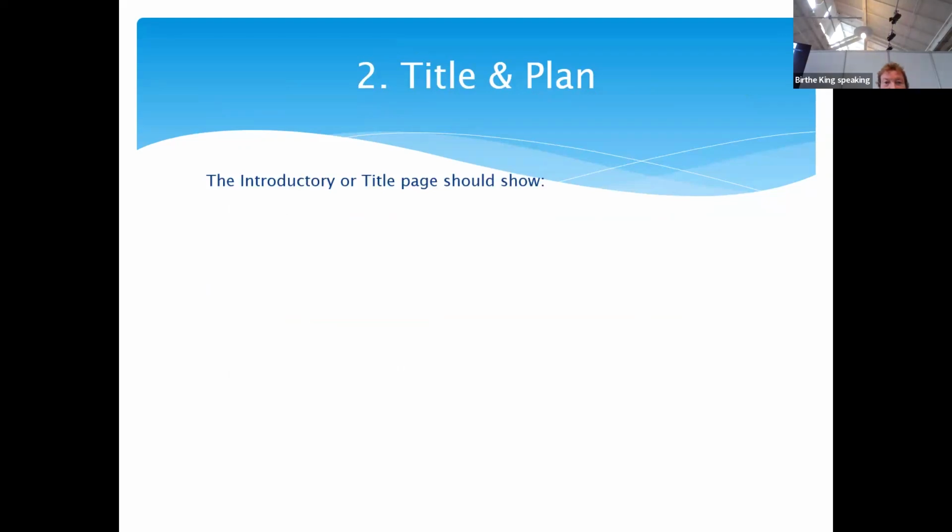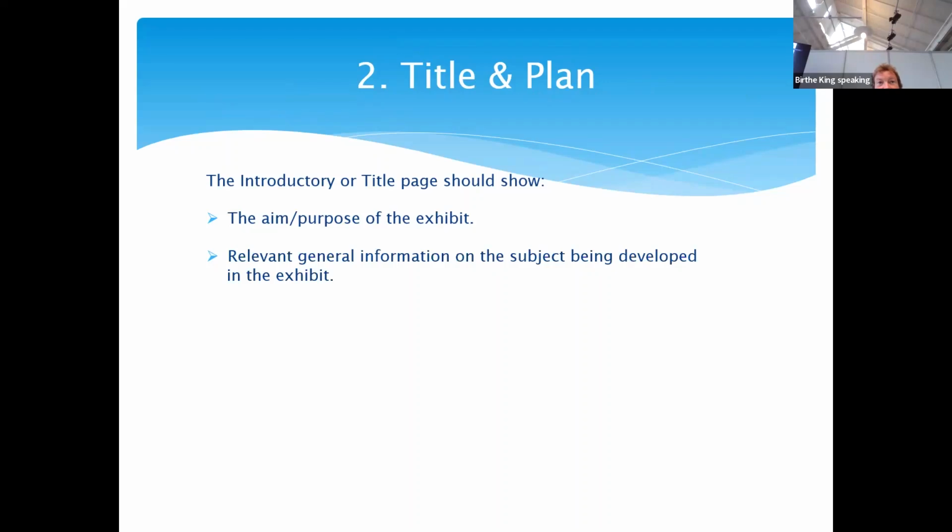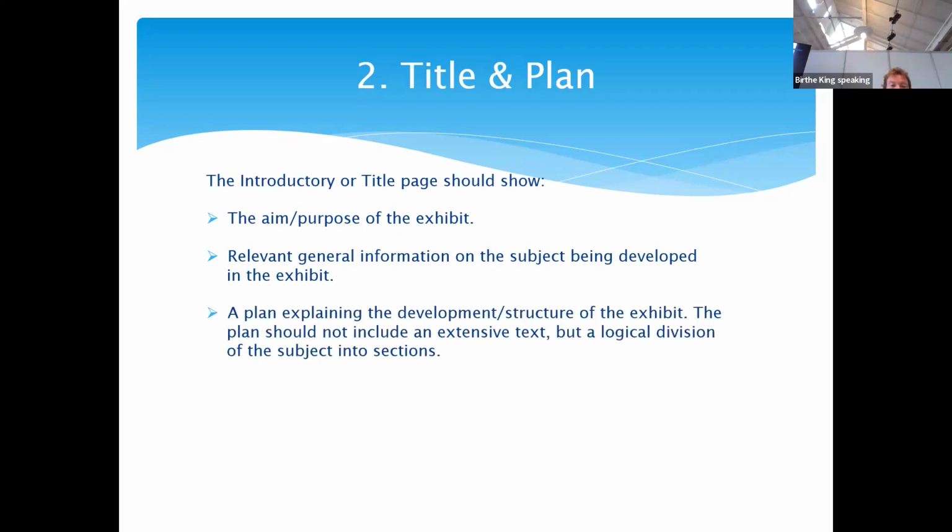So the introductory or title page should show the aim and the purpose of the exhibit, and maybe a bit of relevant general information on a subject that's being developed, just to give the judge a little bit of feeling, because they can't know all the fantastic themes or subjects that Open Philately exhibitors can think of. A plan explaining the structure of the exhibit, and this plan should not include an extensive text, but a logical division of the subject into sections, because that helps to get an overview.